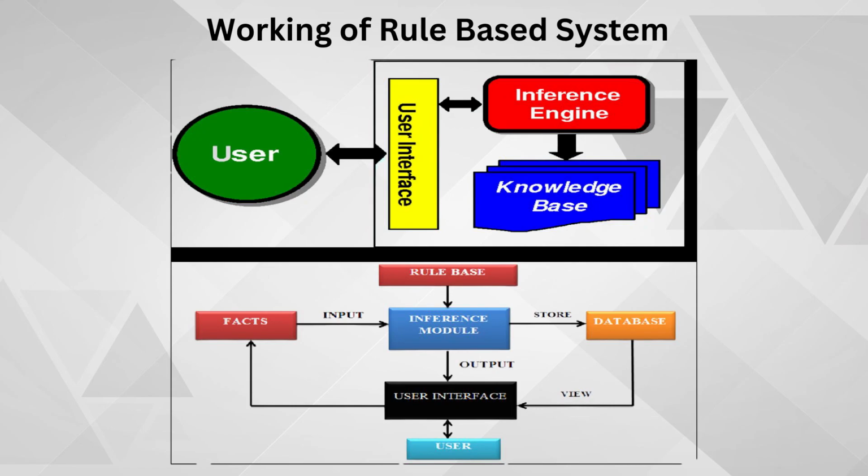Next we will see how the rule based system works. The working of rule based systems involves a series of steps that collectively allow the system to process information, make decisions and provide solutions based on predefined rules and data. Here is a general overview of how a rule based system operates. It has the knowledge base.